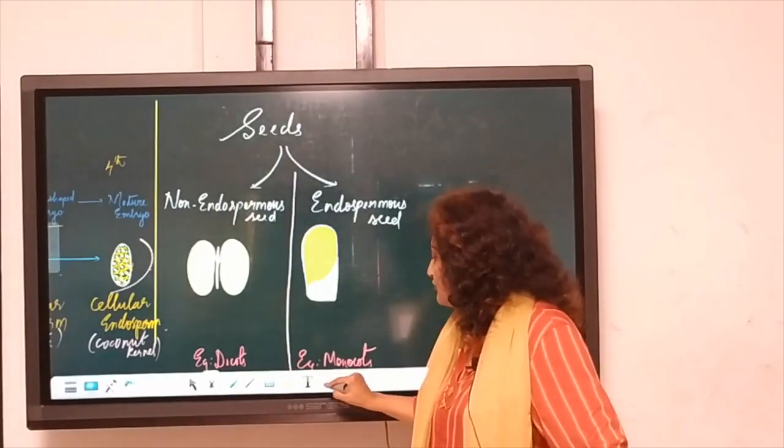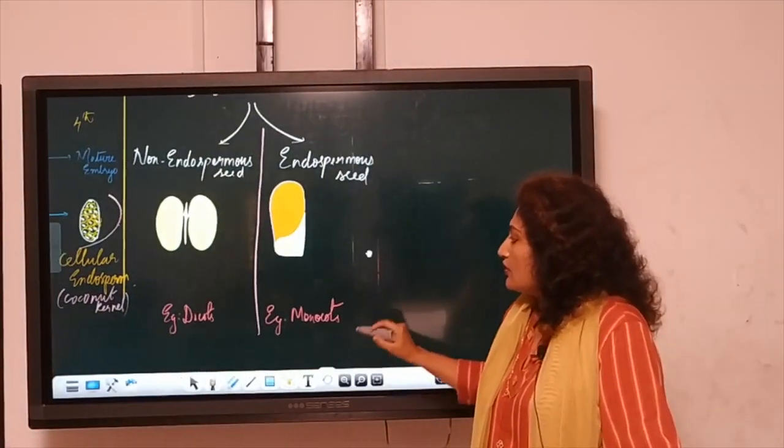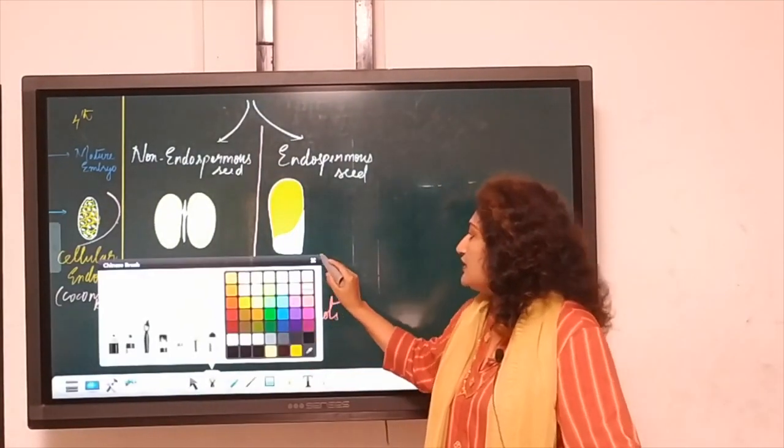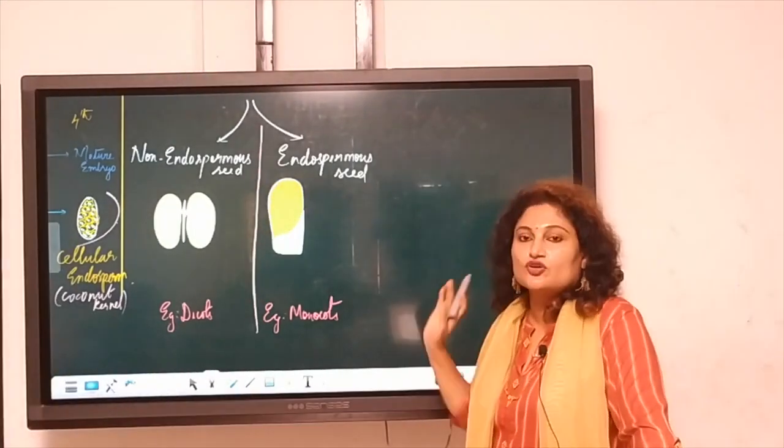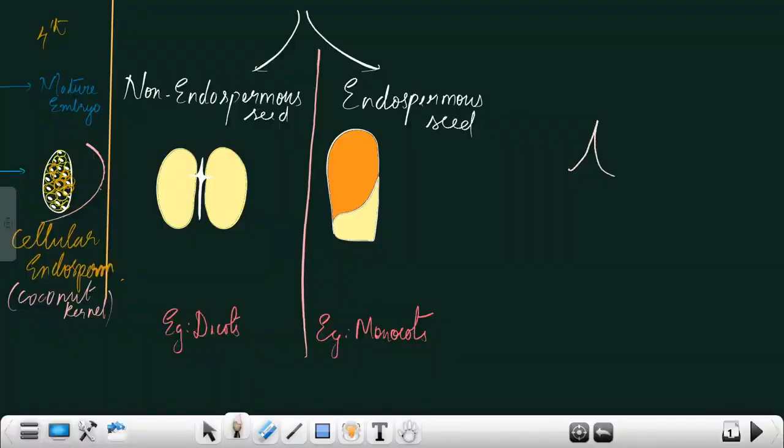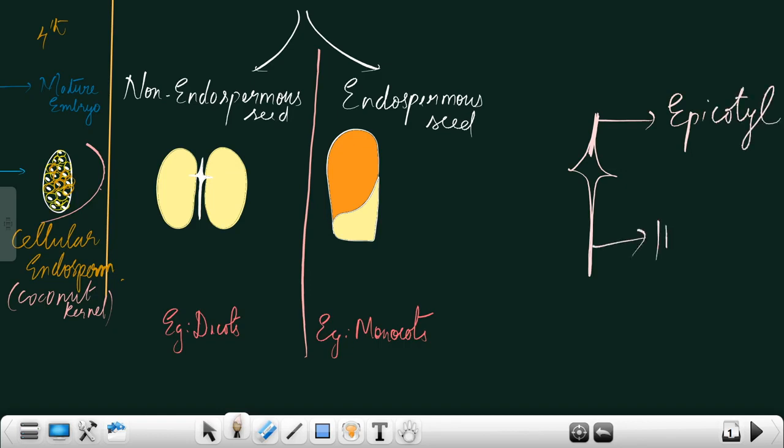Now, a brief look into the structure of an embryo. An embryo, whether it is a dicot or monocot, has an embryonal axis. The upper part of the embryonal axis is called the epicotyl, and the lower part is called the hypocotyl.